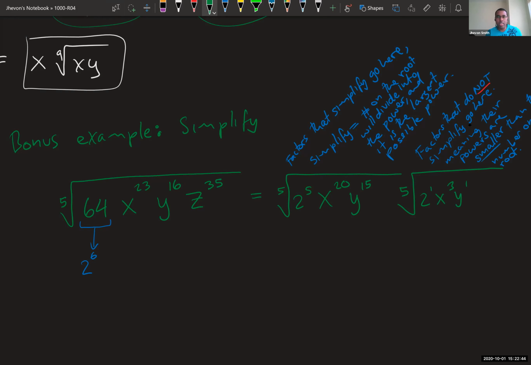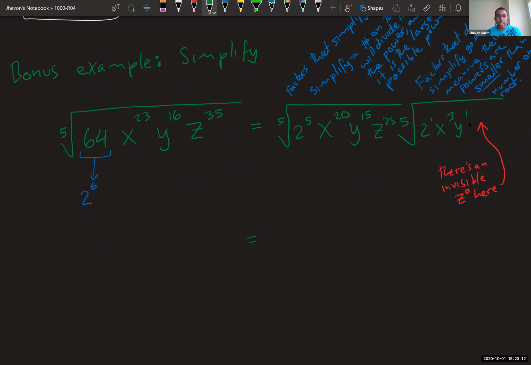What about the z to the 35? z to the 35 on the first one, and then z to the 0 on the other one, and you don't even have to write it at this point. There's an invisible z to the 0 here, right? Once you get there, now you can go through and you can take the 5th root of everyone.